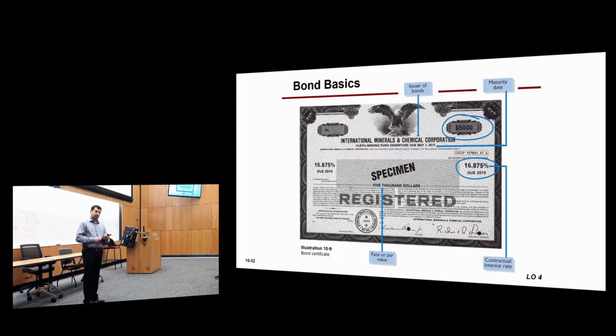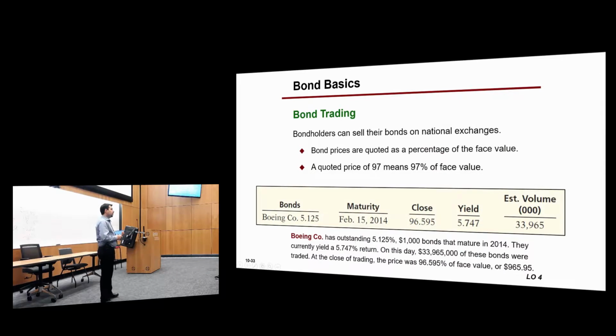This one will also mention the maturity date. In this case, it's May 1st, 2019. This is when the actual amount will have to be paid. Generally speaking, interest is paid semi-annually. It means every 6 months. That's how it usually happens in practice.